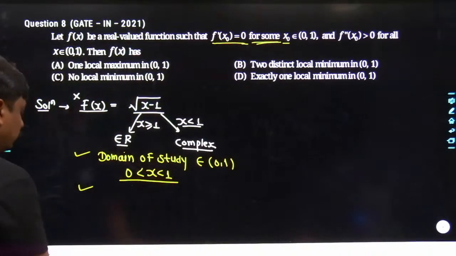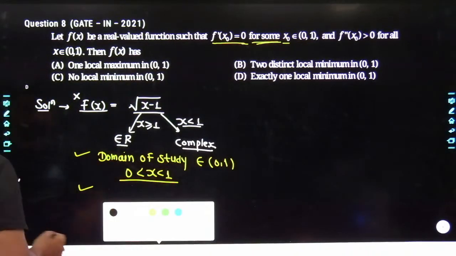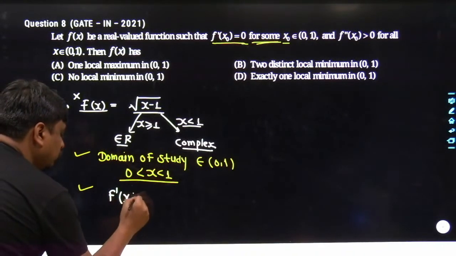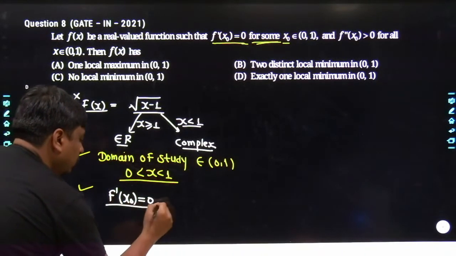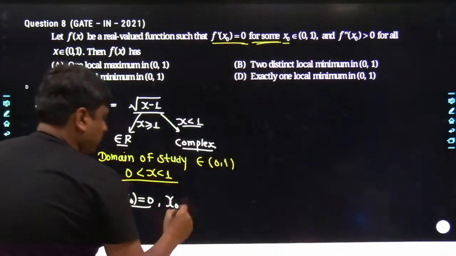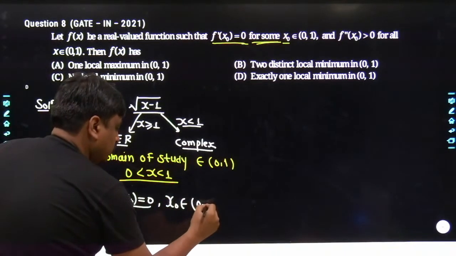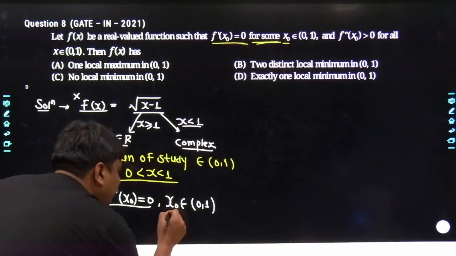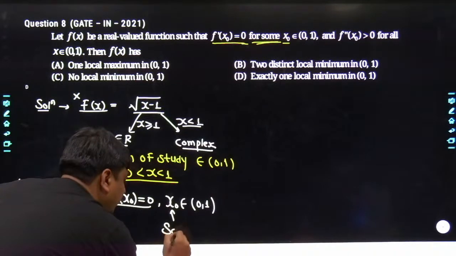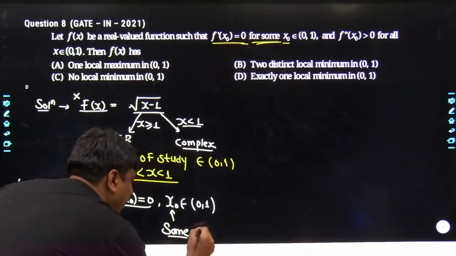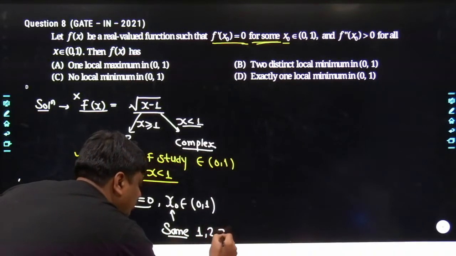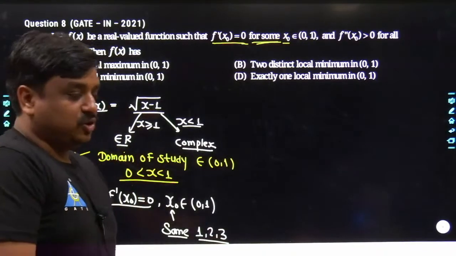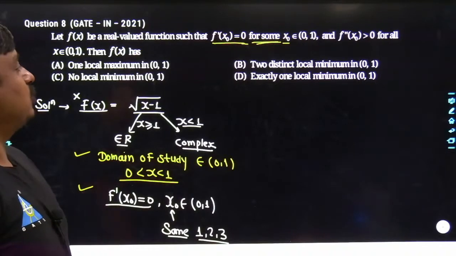So let me write that also. Where x naught belongs to the open interval of 0, 1, and it has been clearly written. You can have some values of x naught. That means you can have one possibility, two possibilities, three possibilities over the open interval of 0, 1.